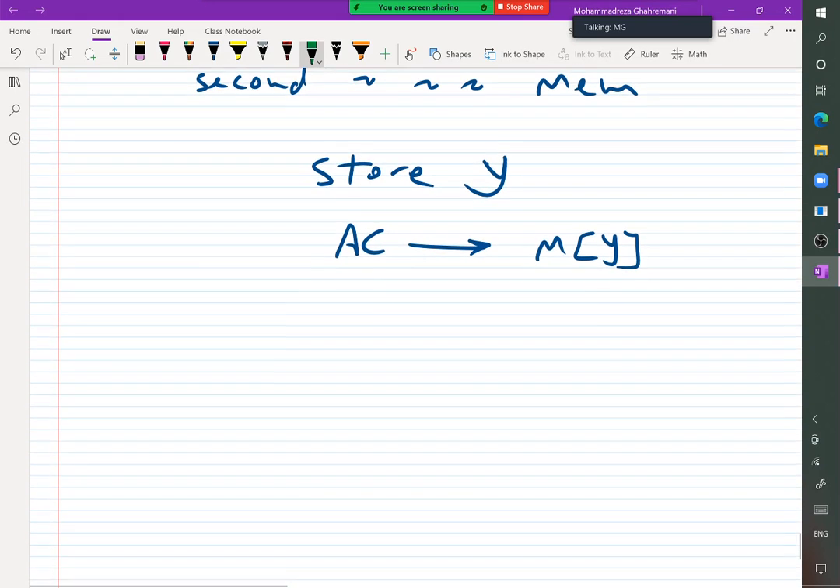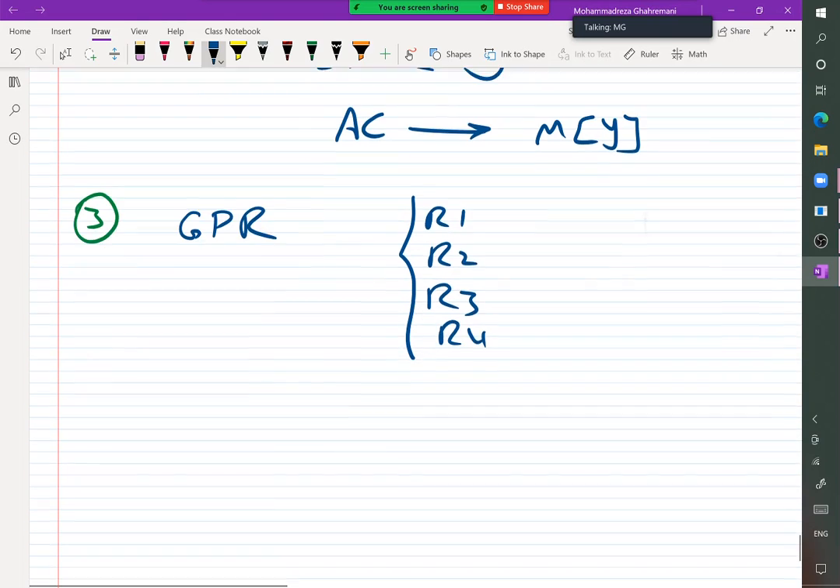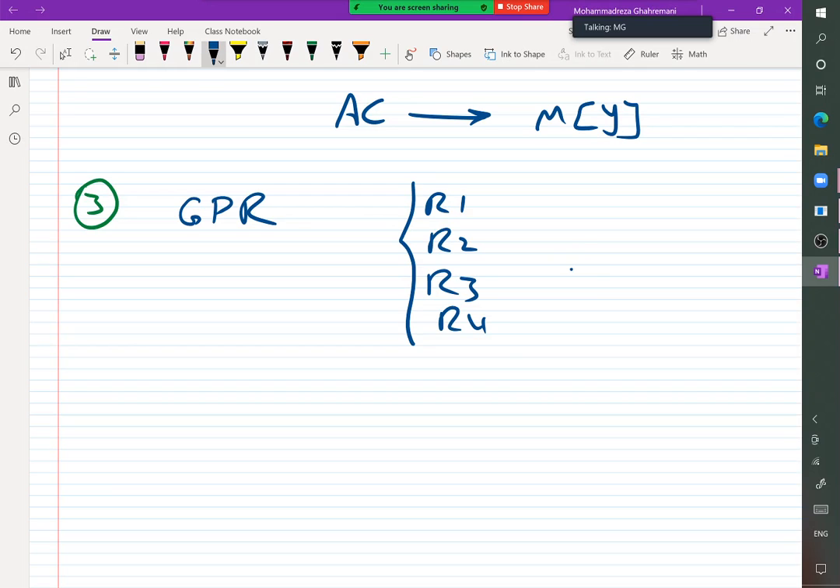The third architecture is GPR, or general purpose register. We can use several registers, so we don't have just an accumulator. We can have register number 1, register number 2, register number 3, register number 4. We have as many as we need. So if we want to add two numbers, we can simply say add R2 and R1 and R2.